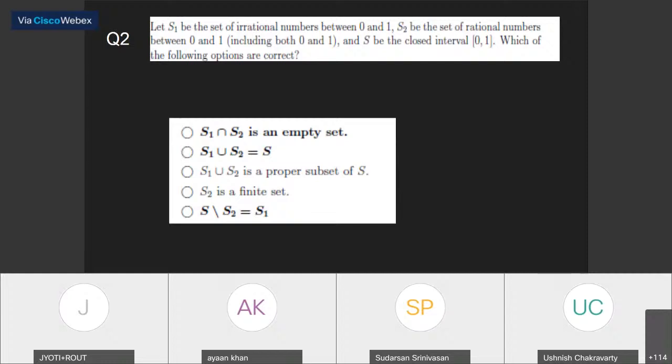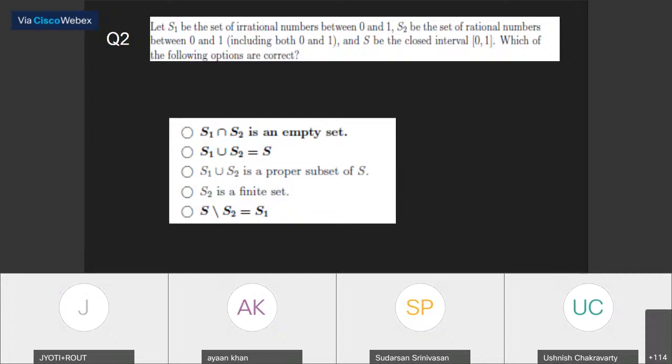Can you get back, Mr. Jyoti, Prabhakar? We're just trying to help you. It's okay. Sir, I think the set of real numbers. Yeah, correct. So just be confident. So S1 union S2 will be the set of real numbers in the interval 0 and 1. Right, so option 2 should be correct.